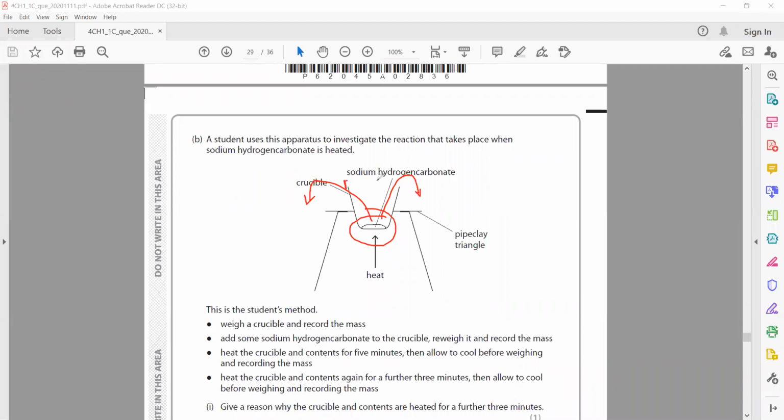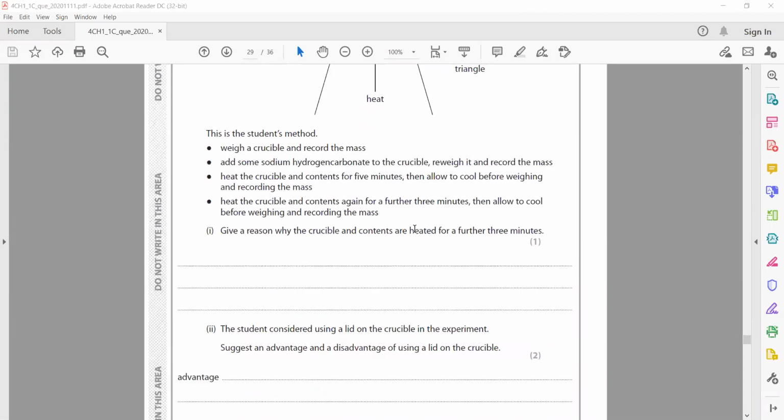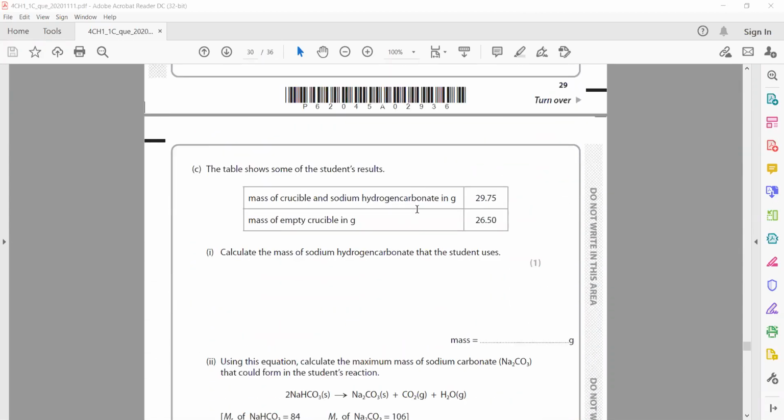And the disadvantage: if we don't have the lid, the heat will be lost to the surroundings, so it will not have enough heat to decompose.